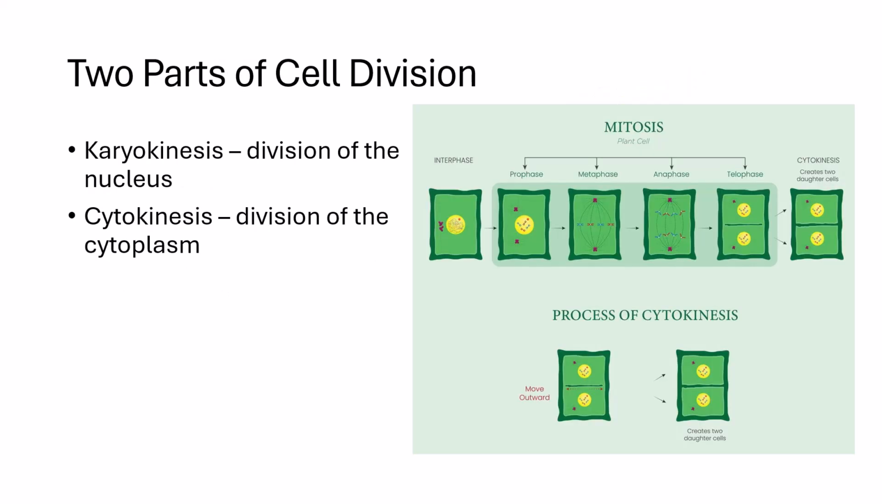Cell division actually happens in two main steps. Karyokinesis is the division of the nucleus, where the chromosomes are separated. Cytokinesis is the division of the cytoplasm, which physically splits the cell into two separate daughter cells. In plant cells, this involves forming a cell plate that becomes the new cell wall.